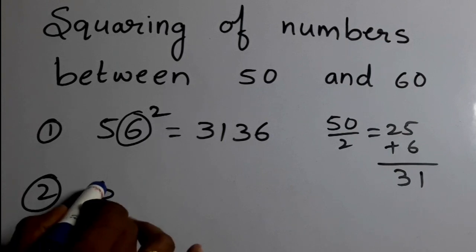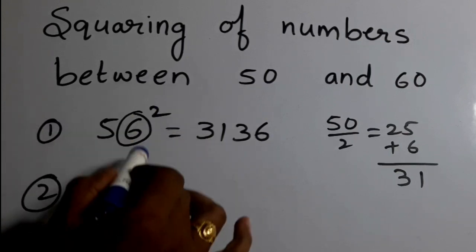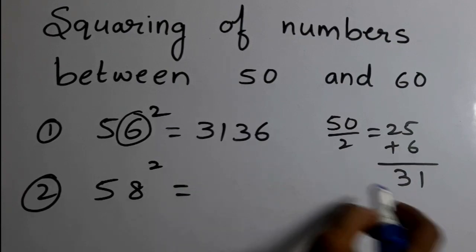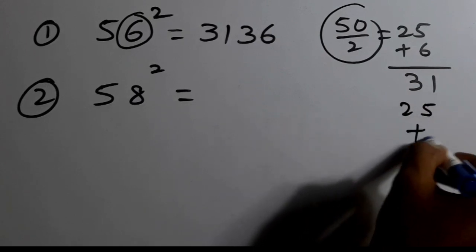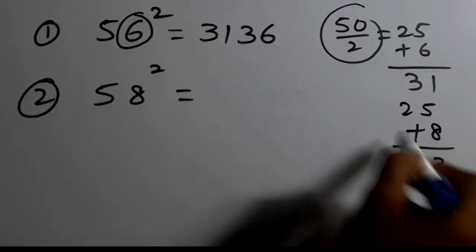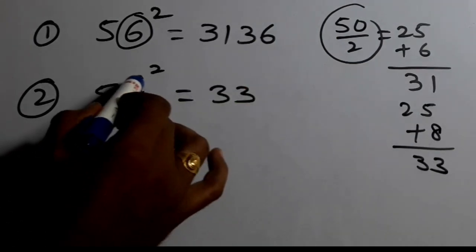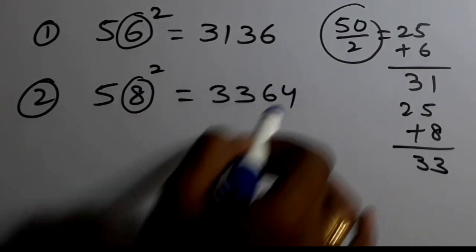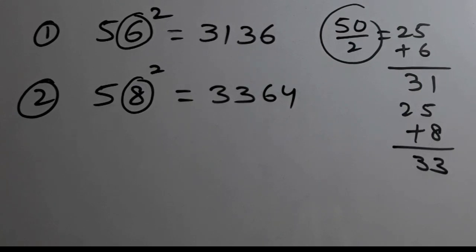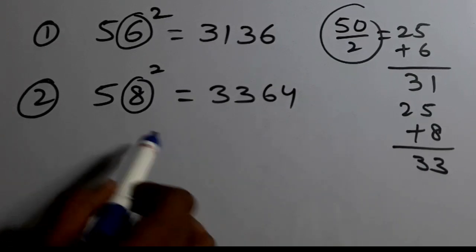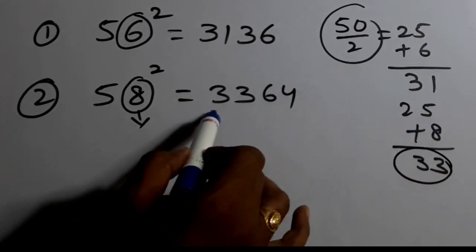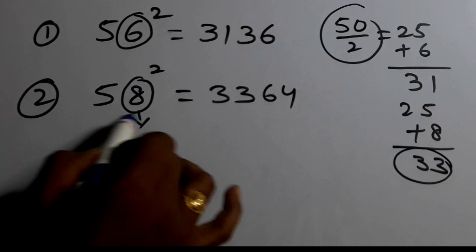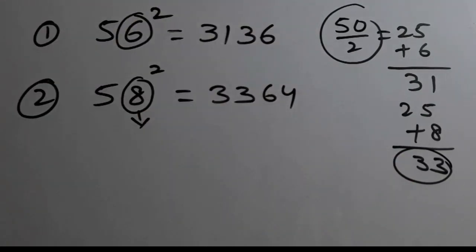One more example. 58 square I am taking. Half of 50 is nothing but 25. 25 plus 8, how much? 33. 33. 8 square is nothing but 64. So what we have to do? We have to take half of 50, which is 25. To that 25 we have to add the units digit value. After adding we get 33 here. Write that 33. Square that units place value and write it here. So that will give you the answer.